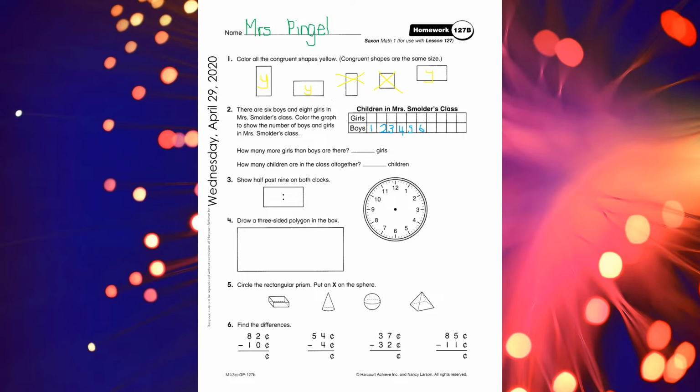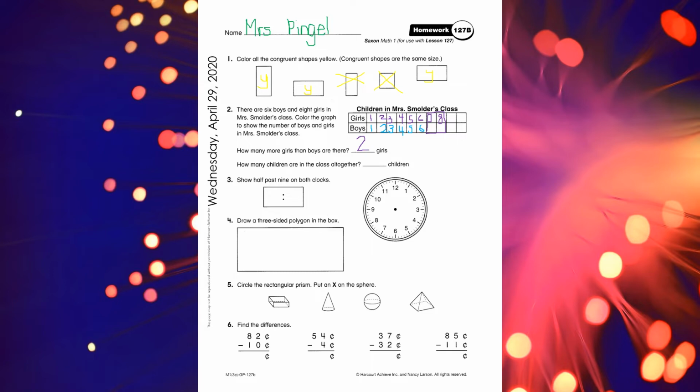And there were 8 girls. Girls. 1, 2, 3, 4, 5, 6, 7, and 8. Ooh, good thing I challenged you yesterday. How many more girls, or extra, than boys are there? Let's see. These are the 2 extra girls. There are 2 extra girls.